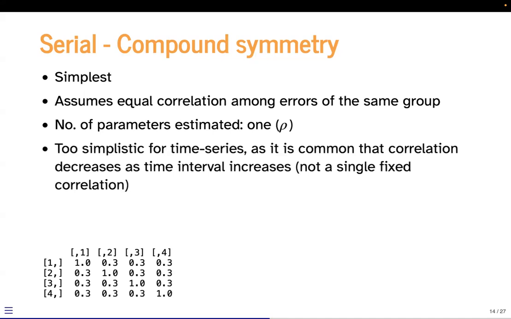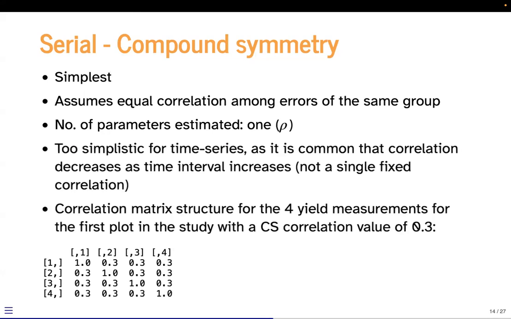This is probably too simplistic an approach for time series, as things closer in time and space are going to be more correlated than things farther apart. It's basically saying that all those four sampling times are equally correlated. Here is a correlation matrix structure for the four yield measurements of the first plot: block one, whole plot one, split plot one, and all the four harvests in that split plot. Notice that our diagonal values are still one, so the variance is still assumed to be equal across all of them. However, instead of zeros, I have a 0.3 correlation for any given combination of harvest times. This is what compound symmetry does behind the scenes: it calculates this correlation, assuming it is equal for all the different time levels.